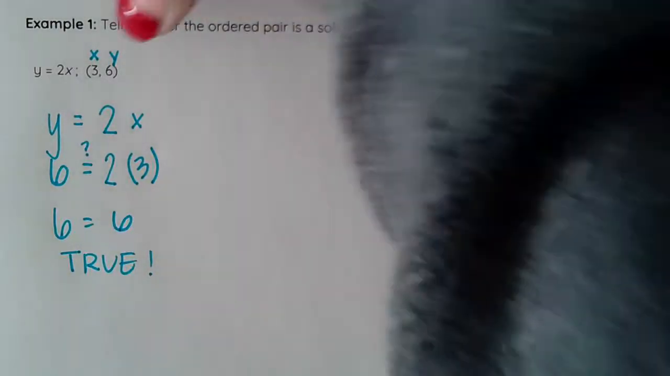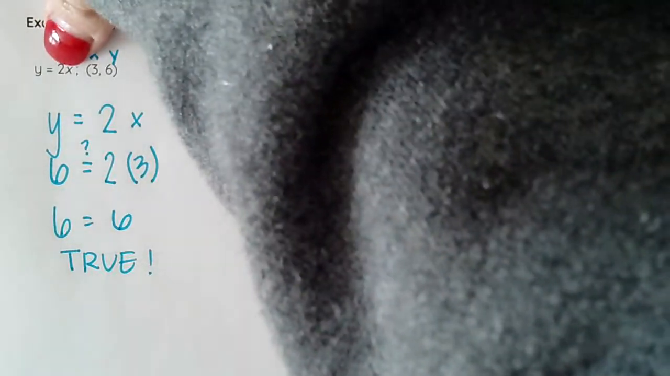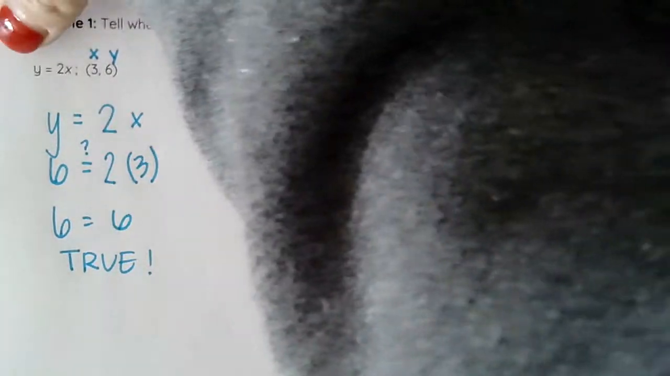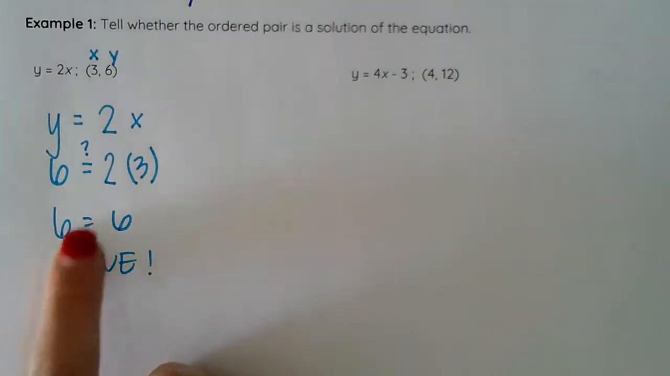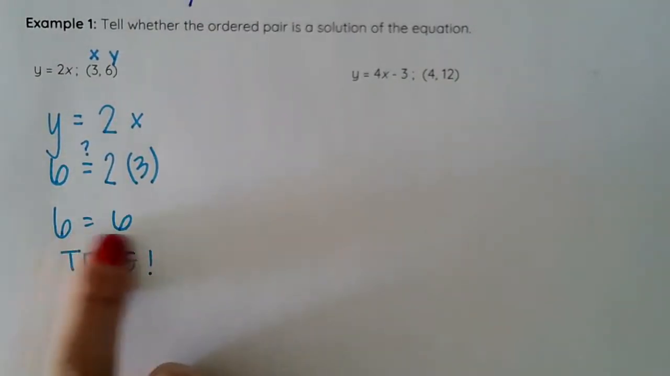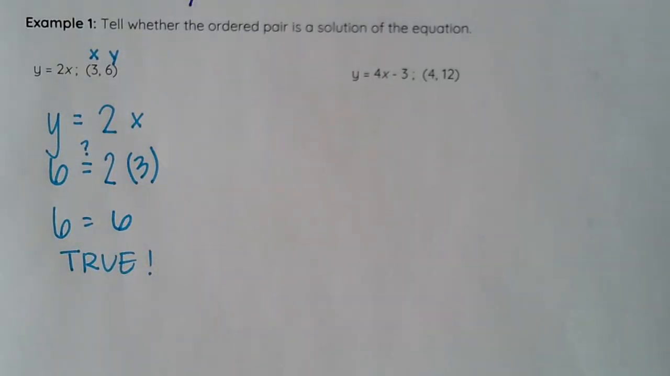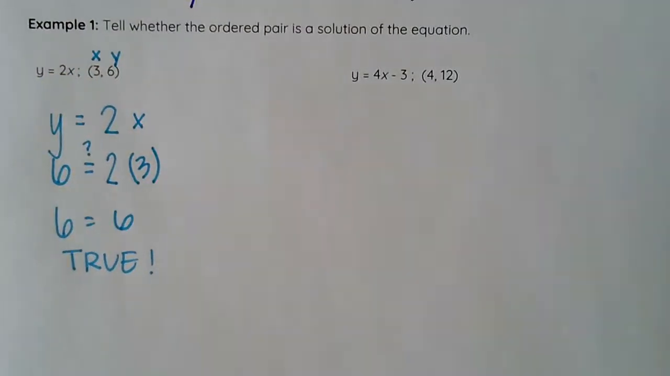So we substituted in. We made sure to put the x value in for x and the y value in for y, and simplified it all out. They do equal each other. This number sentence is a true statement. So this ordered pair does make it true.